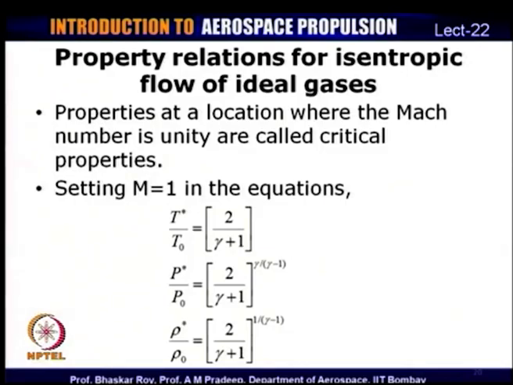Similarly, P star by P naught is equal to 2 by gamma plus 1 raised to gamma by gamma minus 1. Rho star by rho naught is equal to 2 by gamma plus 1 raised to 1 by gamma minus 1. So, these are equations which relate the critical properties to the corresponding stagnation properties, and you can see that it depends only on the ratio of specific heats. Okay, so this was about property relations for ideal gases, inherently assuming that there is an isentropic flow.